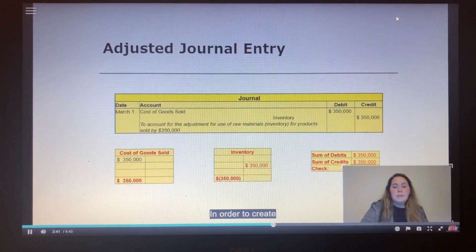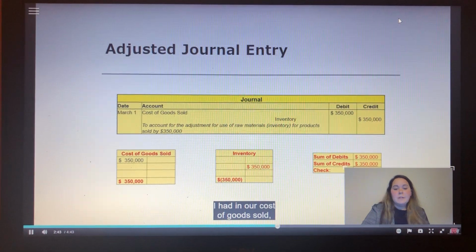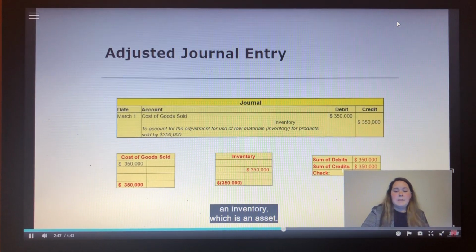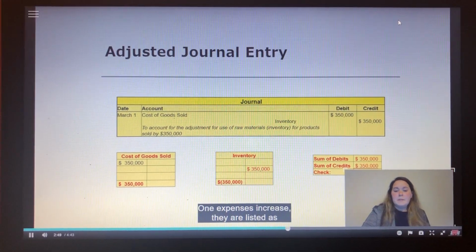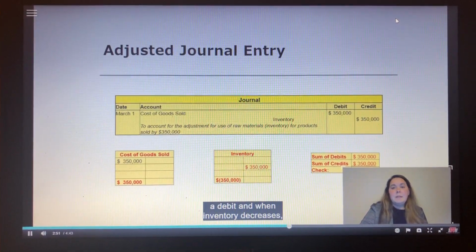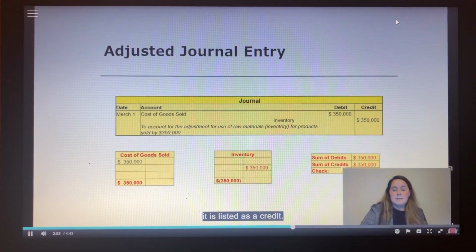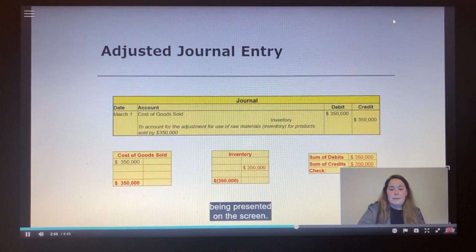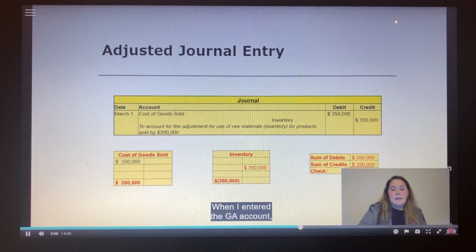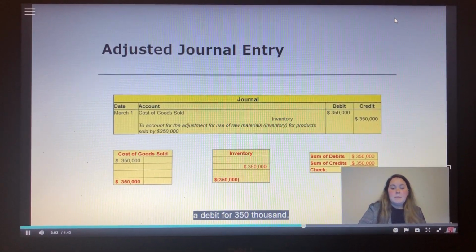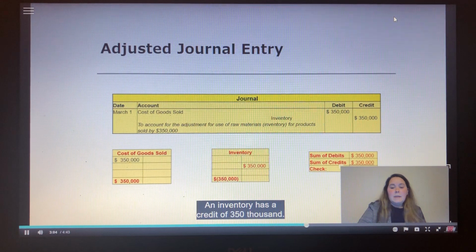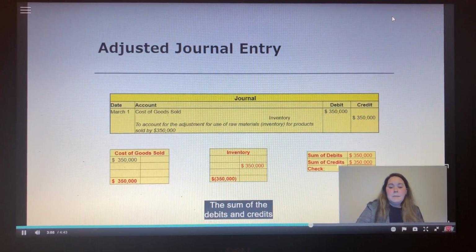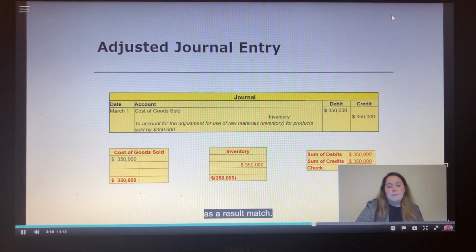In order to create the adjusted journal entry, I had to enter a cost of goods sold, which is an expense, and inventory, which is an asset. When expenses increase, they are listed as a debit, and when inventory decreases, it is listed as a credit. This is portrayed in the journal entry being presented on the screen. When adding into the T account, cost of goods sold has a debit for $350,000, and inventory has a credit of $350,000. The sum of the debits and credits, as a result, match.